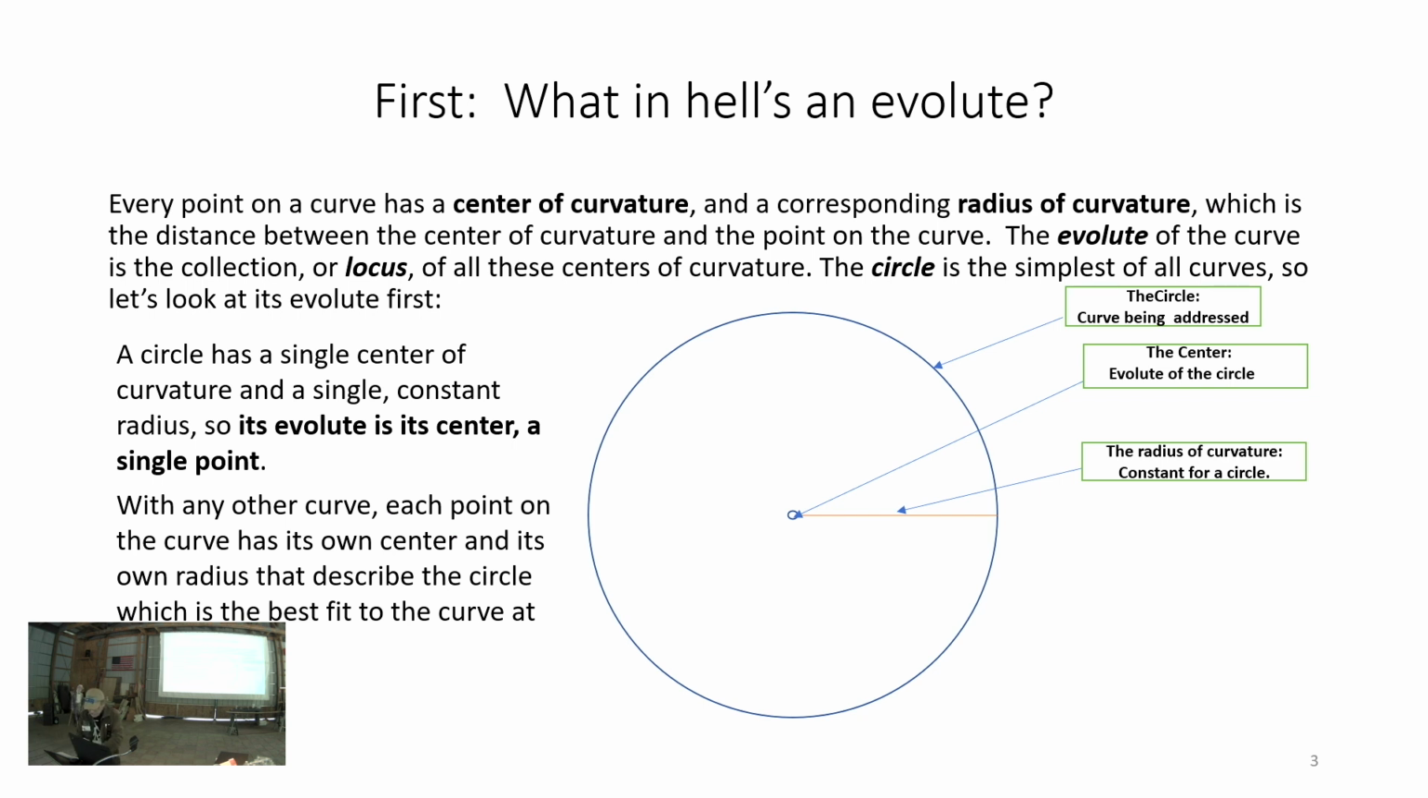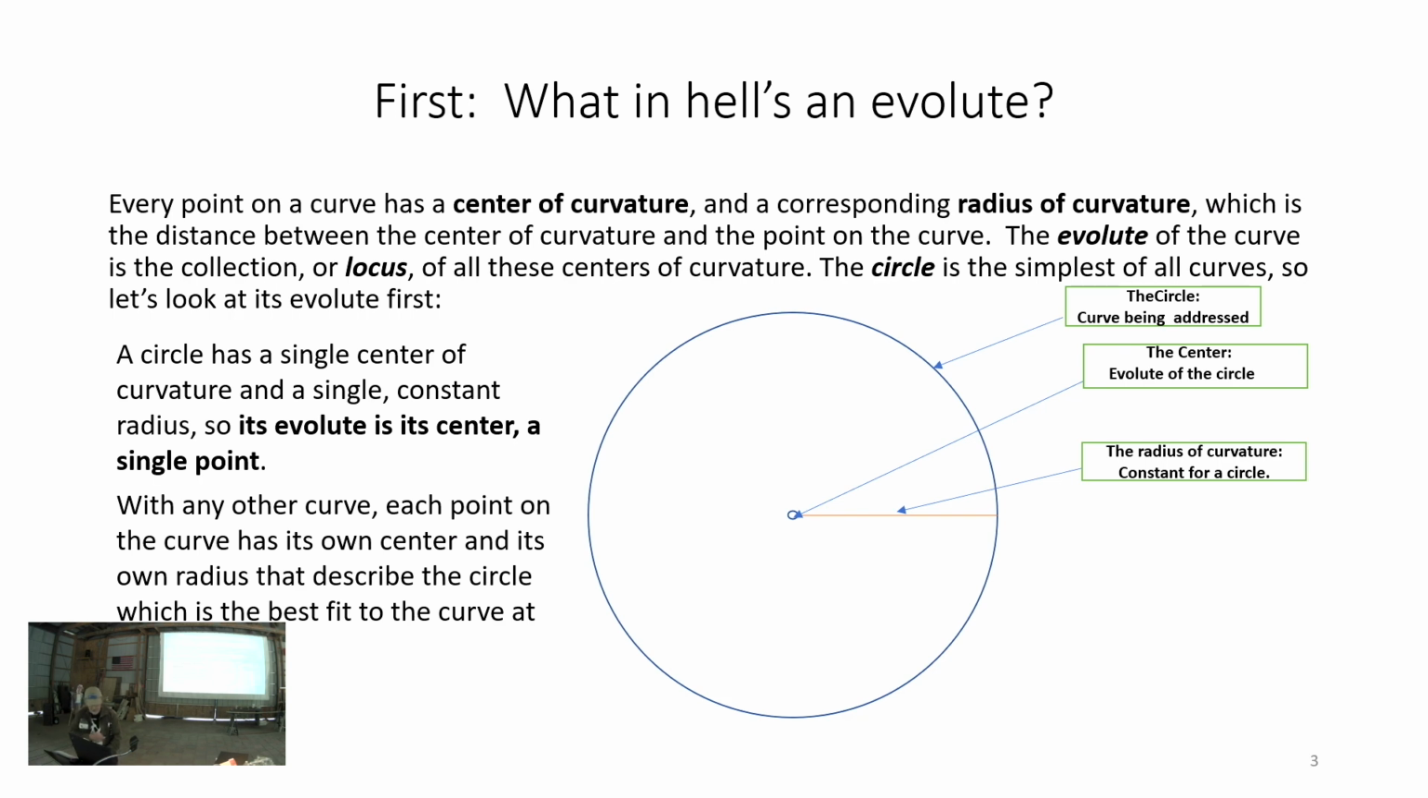So a circle has a single radius and a single center, and is constant curvature. We need to remember that the radius is always perpendicular to the curve at the point where it intersects. And it's also tangent to the evolute. In this case, it's tangent to the center, and in fact intersects it as well.